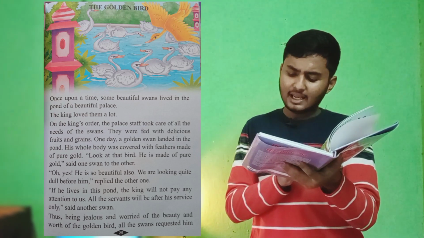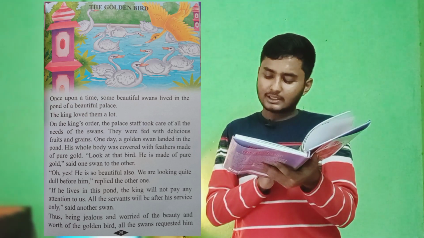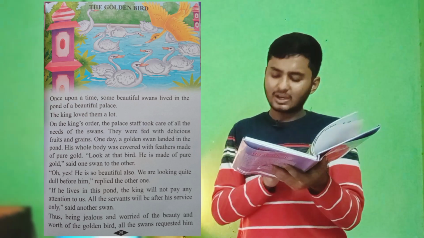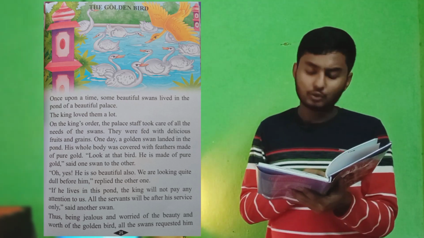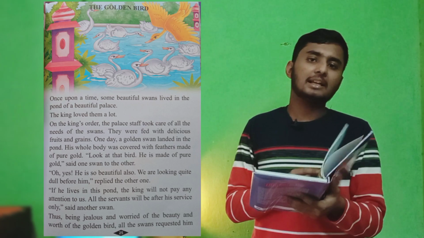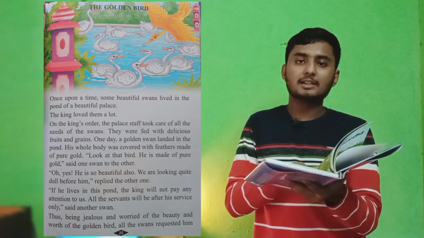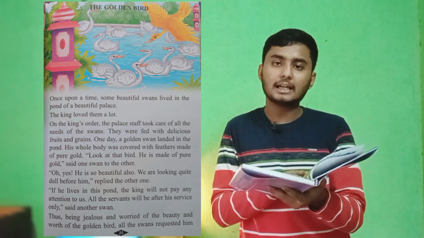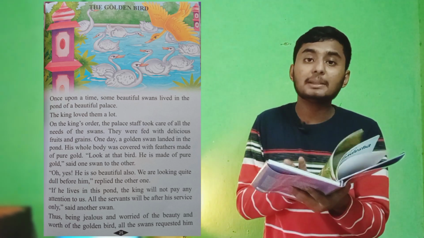Thus being jealous and worried of the beauty and worth of the golden bird, all the swans requested him, right? I'm not going to read another page because it will make the video too lengthy. So what I have realized about this book is that very simple words are there. You can read that entire book. Once you purchase it, you will get to know how simple the book is.